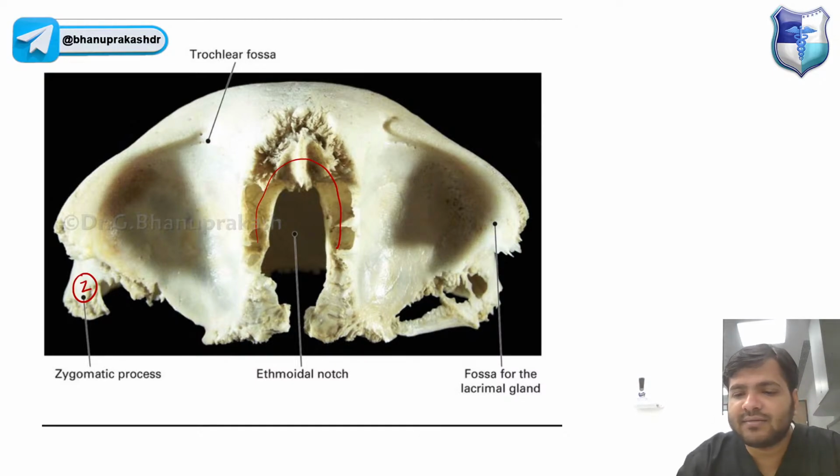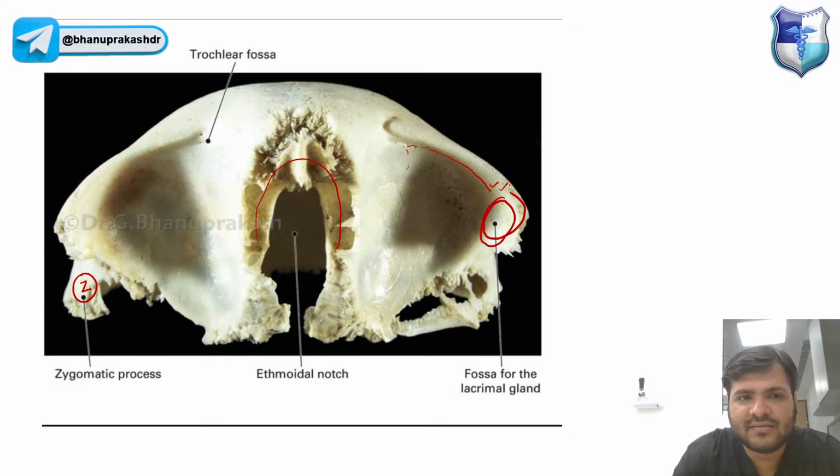Over here you will also find the posterior part of the roof. The posterior part of the roof is completed by the lesser wing of the sphenoid, right? And anterolaterally we have a fossa, and if you can see, it is the fossa for the lacrimal gland, also called the lacrimal fossa, which lodges the orbital part of the lacrimal gland.